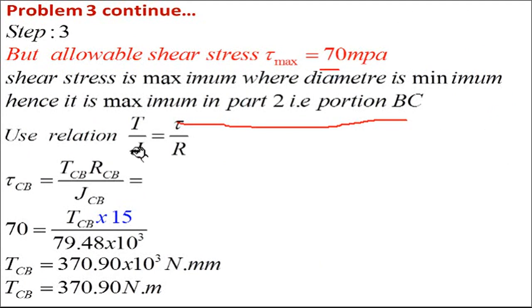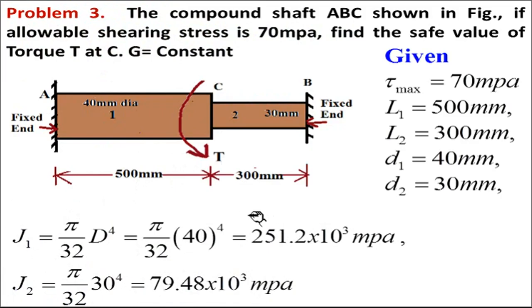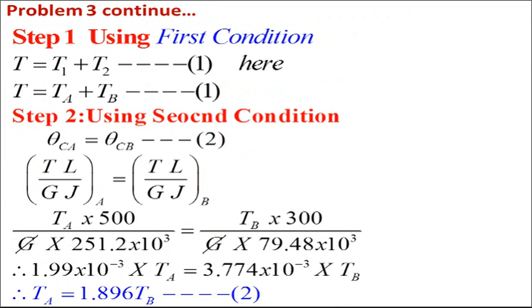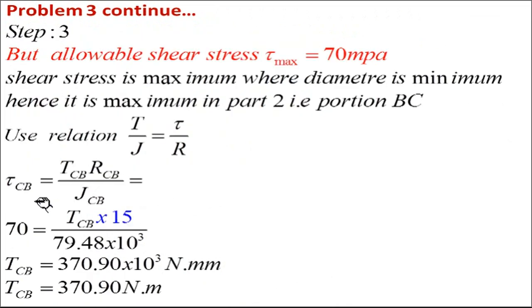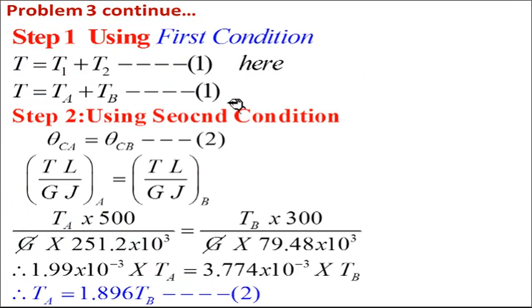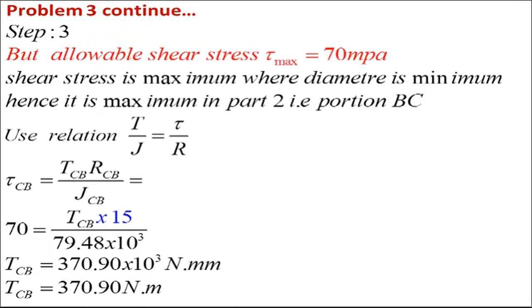So in portion BC, of diameter 30, tau will be maximum. Then you should consider the right side part. So TCB equal to, CB means what, I have just considered this right side part, by taking maximum tau. So by taking tau max, which is known, 70 MPa, T into R by J, you will get the value of torque whenever shear stress tau is maximum, and that value is 370.9 into 10 to the power 3 Newton mm. And after getting TCB, you just put it in equation 1 and you will get the value of TA.